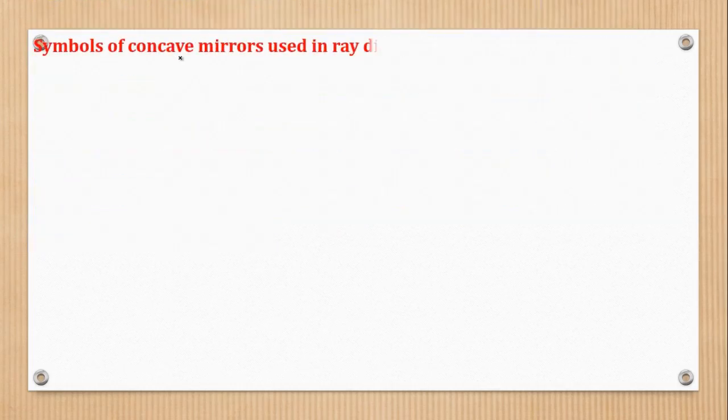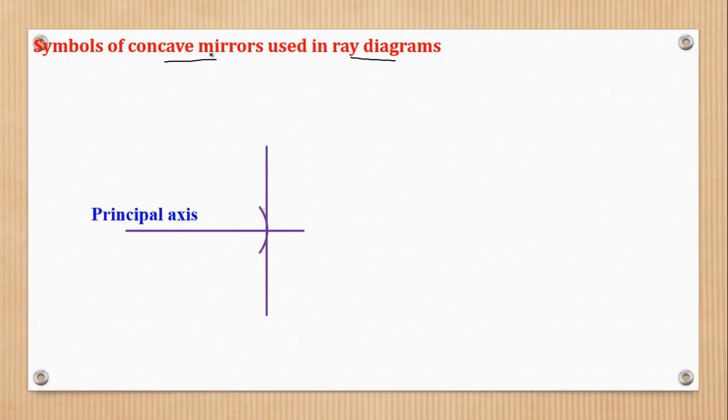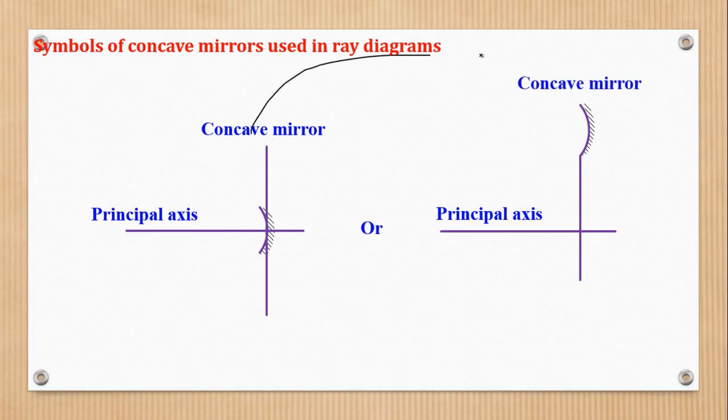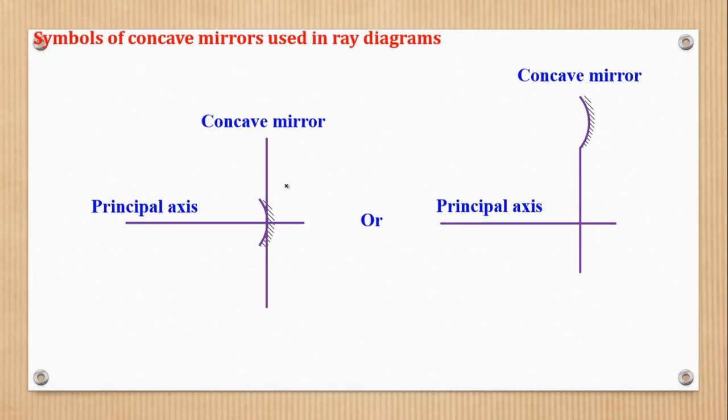Now we shall go to the symbols which we usually use when drawing ray diagrams for concave mirrors. There are two types of symbols which are recommended. The first one is this. I think we see that even here the curved reflecting surface is still curving inwards. Another one is when we put it at the top here, so it will be in that form. Any of these two represents a concave mirror. We shall be using these frequently in our ray diagrams.